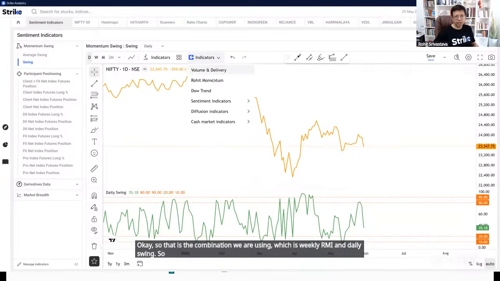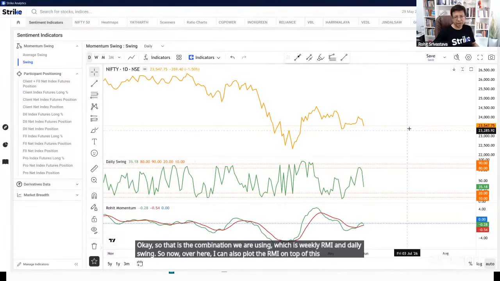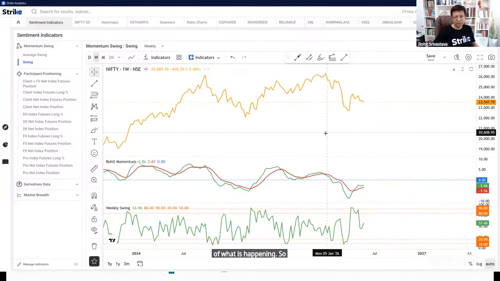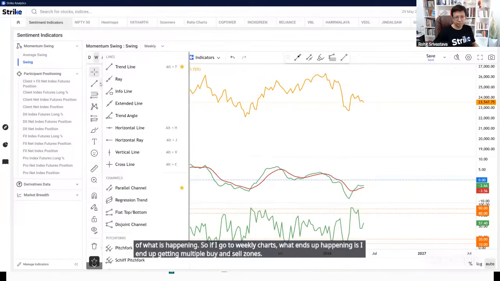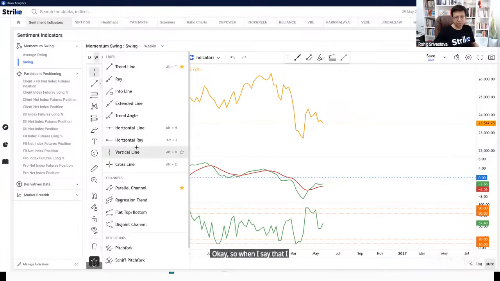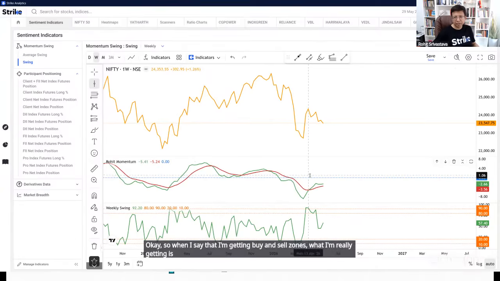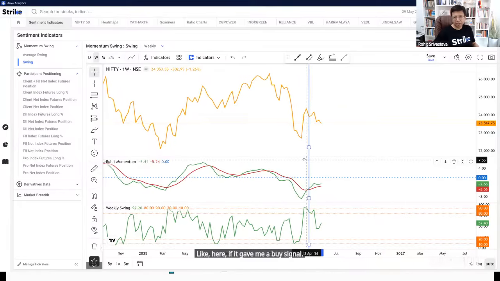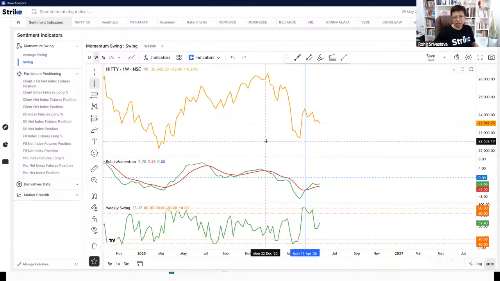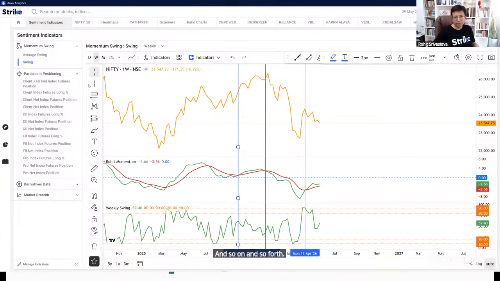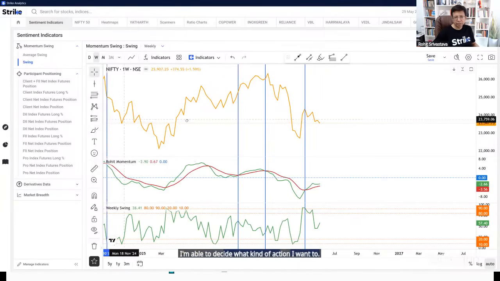So now over here, I can also plot the RMI on top of this to get an idea of what is happening. So if I go to weekly charts, what ends up happening is I end up getting multiple buy and sell zones. So when I say that I'm getting buy and sell zones, what I'm really getting is, like here, it gave me a buy signal. And here I come to know that I got a sell signal, and so on and so forth. So based on the signal that I got, I'm able to decide what kind of action I want to take over there.